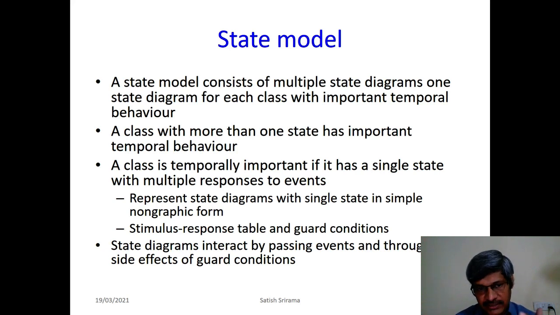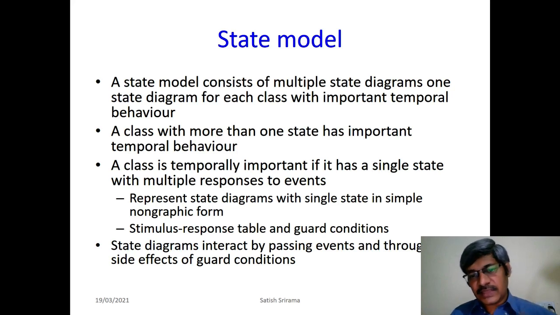If a class has more than one state, it has important temporal behavior, because if we have several states, then with certain events it is moving between different states. So that class is important. It has important temporal behavior, so with time its states change. That means we have to draw the state diagram for that class.